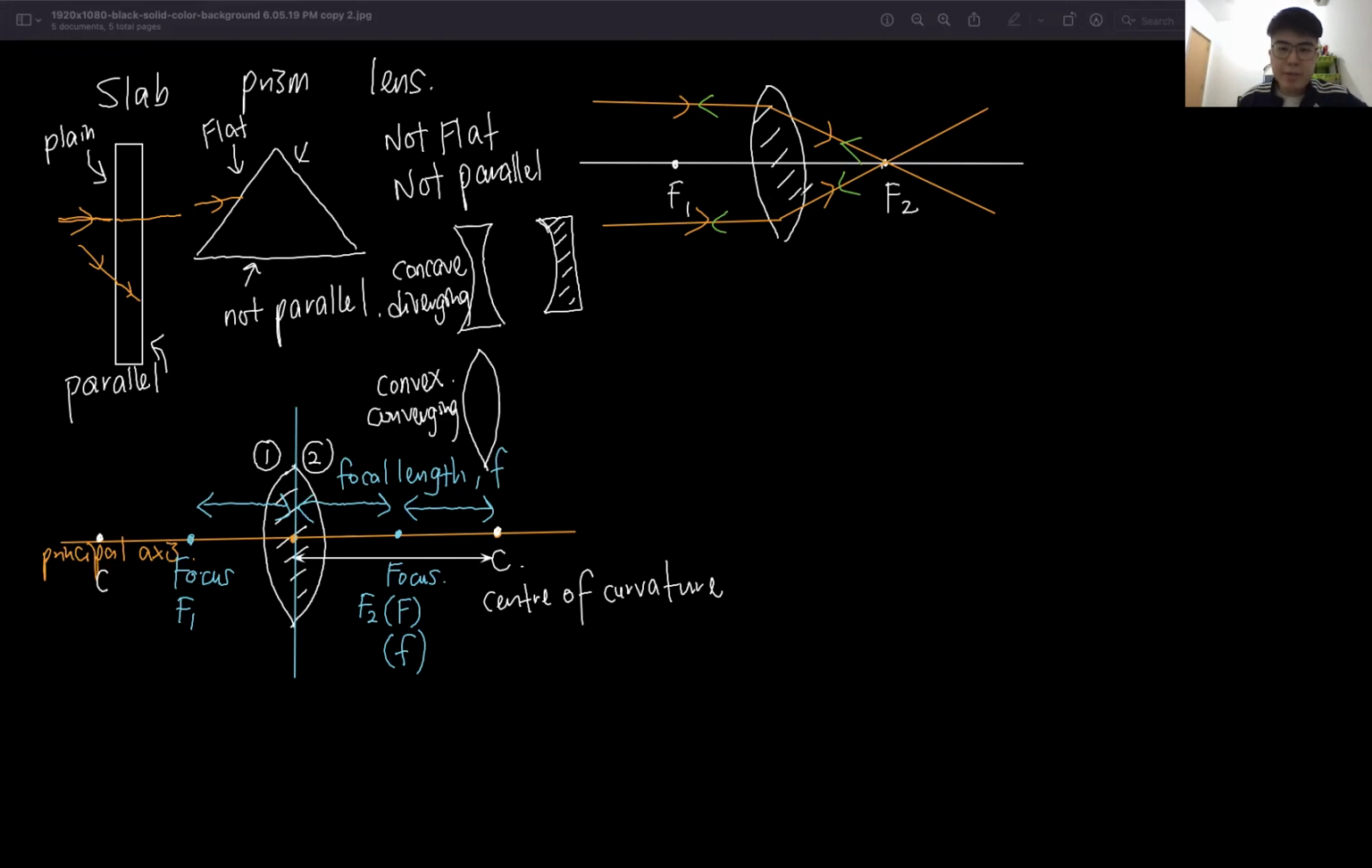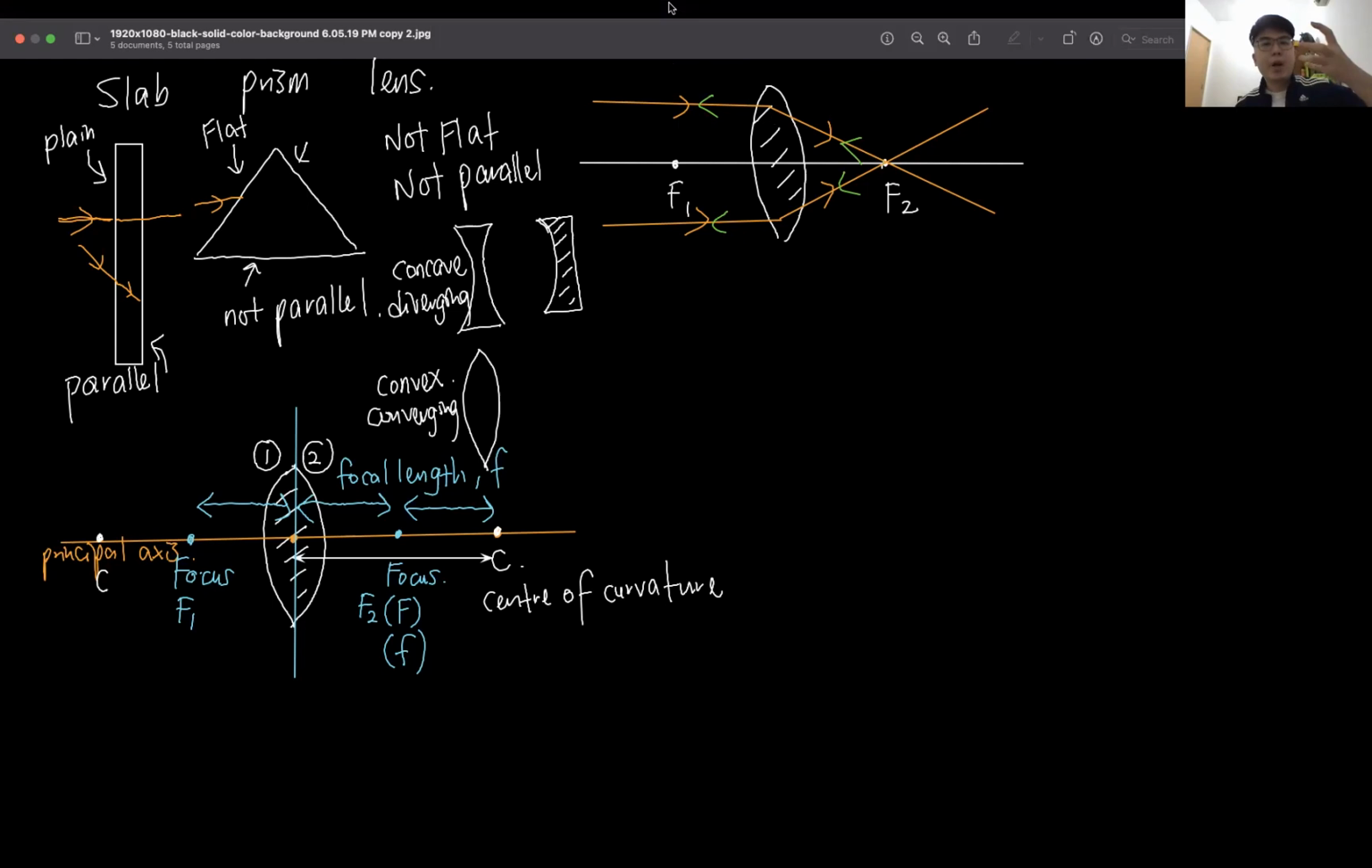And this is a diverging ray. Let's say that the light comes from F2. This is a diverging ray. And when the diverging ray passes through the lens, it becomes parallel. So the opposite is also true. So I can also draw my lens like this.